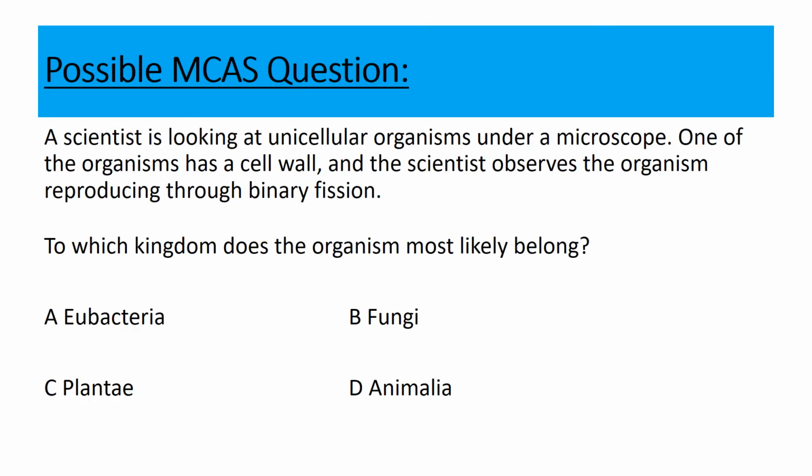Let's look at a couple possible MCAS questions. A scientist is looking at unicellular organisms under a microscope. One of the organisms has a cell wall, and the scientist observes the organism reproducing through binary fission. To which kingdom does the organism most likely belong? A. Eubacteria, B. Fungi, C. Plantae, or D. Animalia? And the answer is A. Eubacteria. Because we know that first of all, it's unicellular, it has a cell wall, and it reproduces through binary fission. Those all give it away as a prokaryote and hence as a eubacterium.